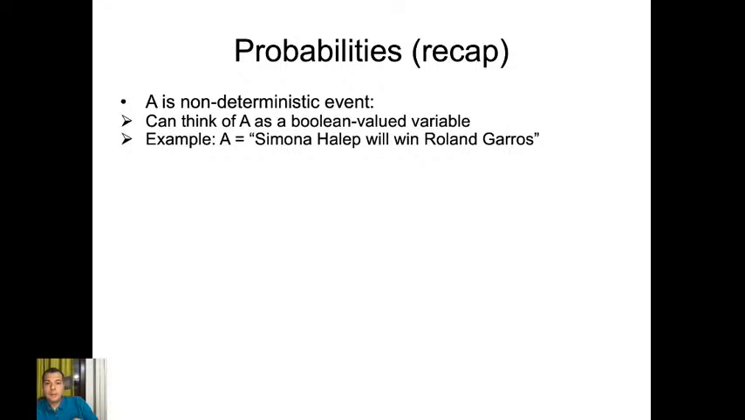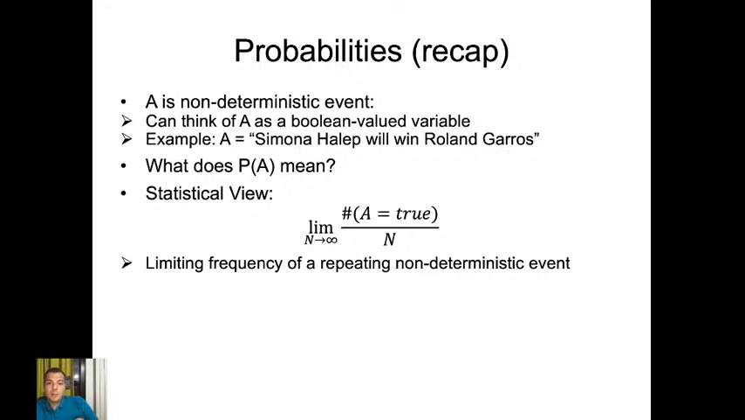So we have an event, and here let's say the event is Simona Halep will win Roland Garros. Actually, this can be posed as a question for the next year, and we are thinking, okay, what is the probability of this event to happen? So we have different views.